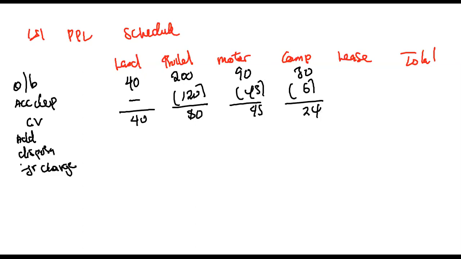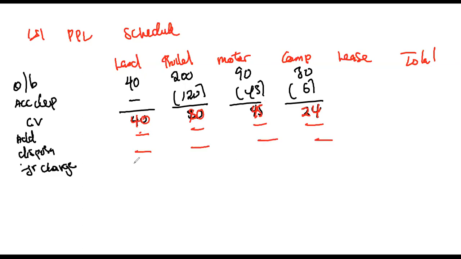You see? Let's put them in red to distinguish them from the rest. Then we have 80, and then we have 40. Okay, was there any addition during the year? There were no additions during the year. There were no disposals during the year.